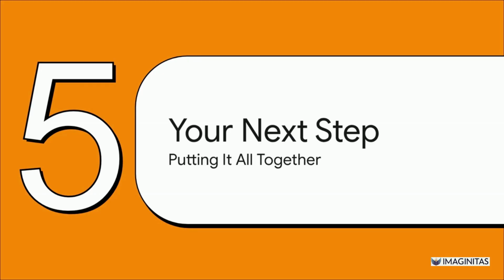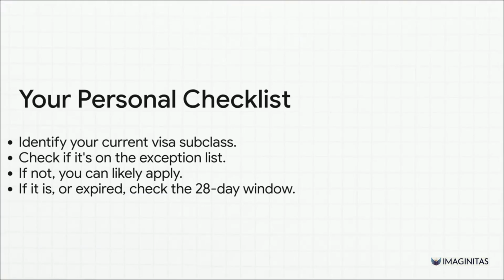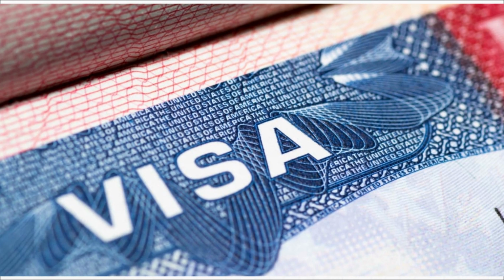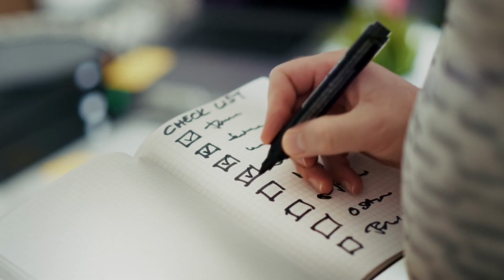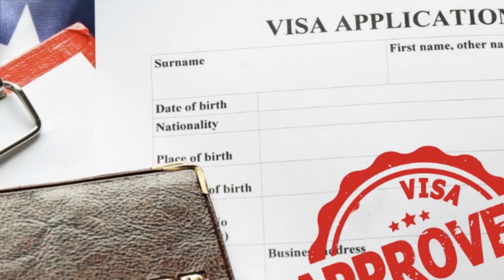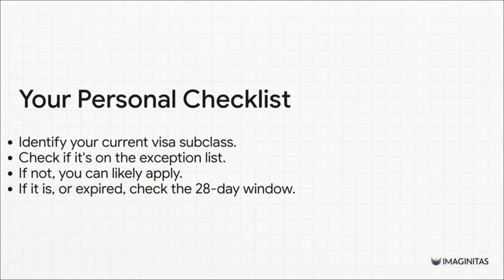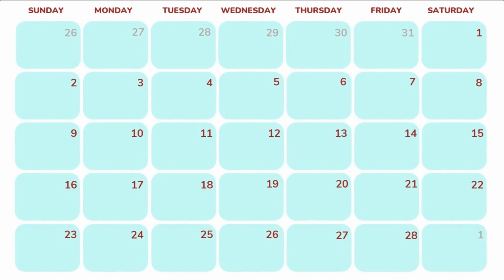Whew, okay. After all those rules, lists, and special windows, what does it all mean for you? Let's boil it down into a super simple checklist so you know exactly what your next move should be. Here is your game plan. Step 1, find out the subclass number of the visa you're on right now. Step 2, take that number and check it against that exception list we just went through. Step 3, if your visa is not on the list and it's still valid, you're probably good to go. And step 4, if it is on the list or it's recently expired, you need to find out right away if that special 28-day rule could be an option for you.